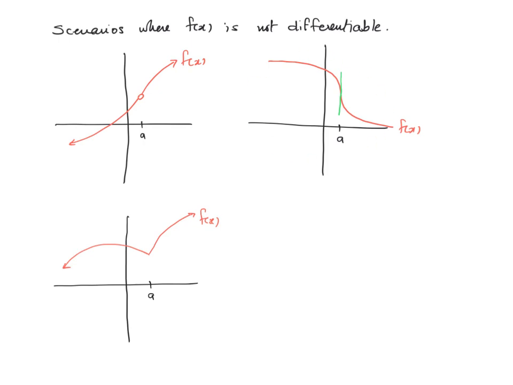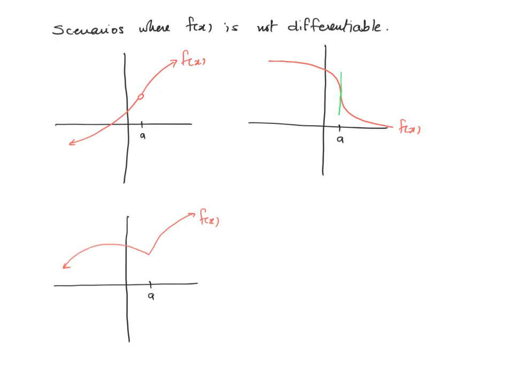And this is a scenario where the tangent line is vertical. Now, IB will not actually worry about this scenario, but it is something you should be aware of. The reason you can't differentiate when the tangent line is vertical is not because you can't find a tangent line, but because that tangent line has no slope. The slope is undefined. Undefined is not a number, therefore you cannot say the derivative at x equals a is this number. So f of x is not differentiable when the tangent line would be vertical.